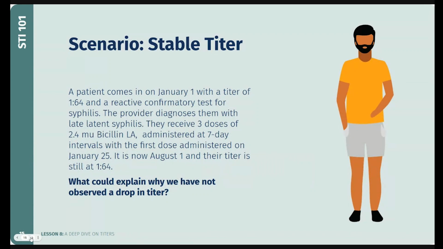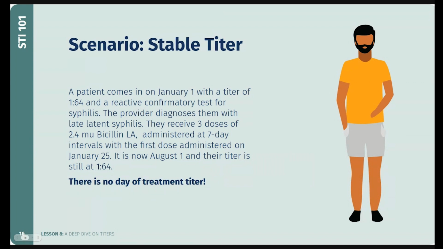Now let's work through a scenario. A patient comes in on January 1st with a titer of 1 to 64 and a reactive confirmatory test. They meet the case definition for syphilis, and the provider has diagnosed them with latent syphilis and treated them with 3 doses of bicillin at 1-week intervals. The first dose is administered on January 25th. It is now August 1st, and the titer has not dropped. It's still 1 to 64. Why hasn't the titer dropped?